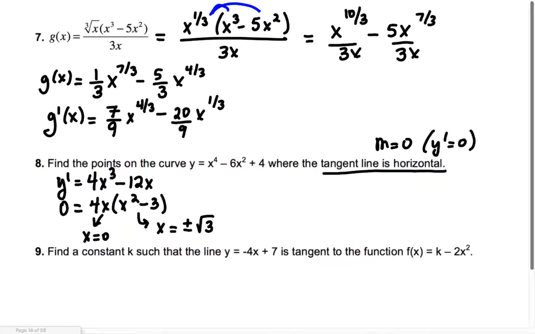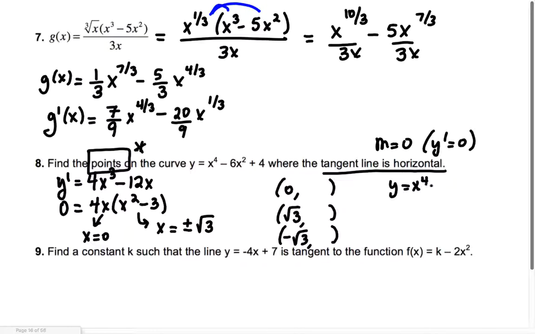So sometimes on the AP test, you're done there. So it would be like, find the locations where your tangent line is horizontal. That's a location. That's an x value. Are these points? But I said find the points. So you have to plug it back in. So I want 0 comma something, and root 3 comma something, and negative root 3 comma something. So I go back to my y equals equation. Why do I not go to my y prime? That's the slope. It's not giving me a point on the graph, right? A point on the graph is our y equals. And if I plug those back into the y prime, I get 0 every single time.